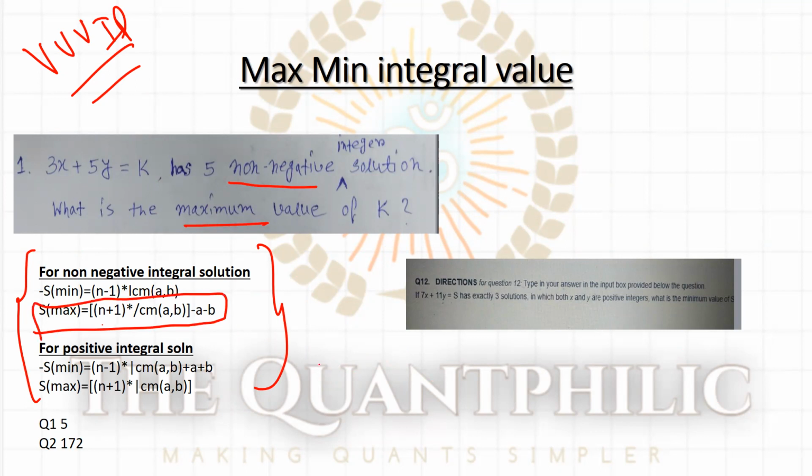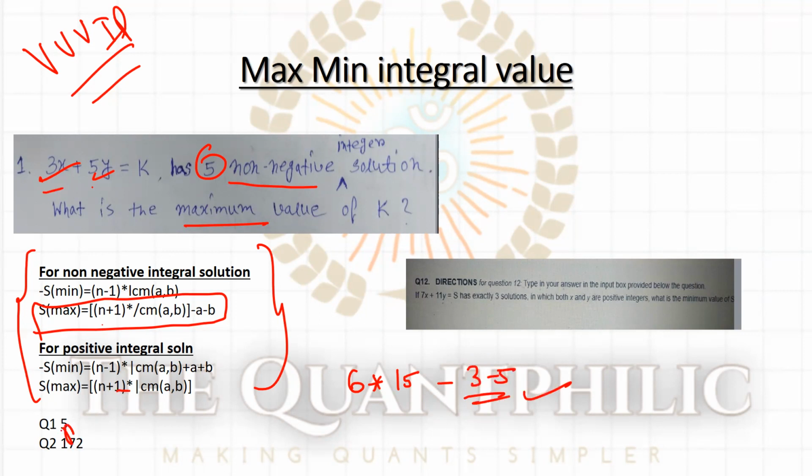It has 5 solutions, so n equal to 5, so this will be 6. 6 into LCM of a and b, which is 3 and 5, so 15. Maximum non-negative: 6 into 15 minus a minus b, which is minus 3 minus 5. Just solve this and you will get the answer.